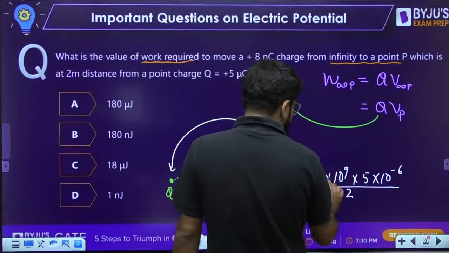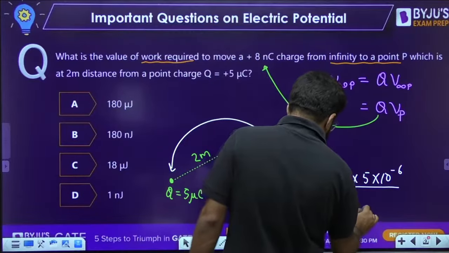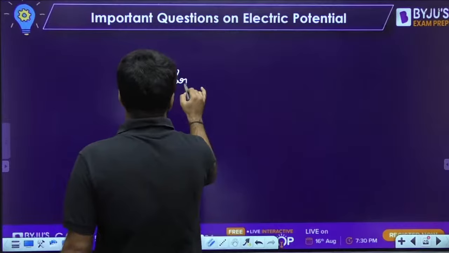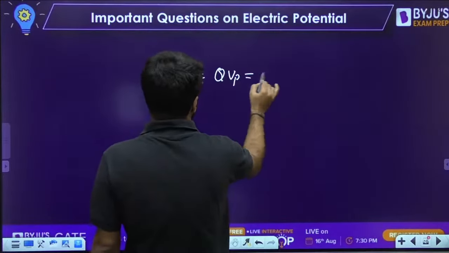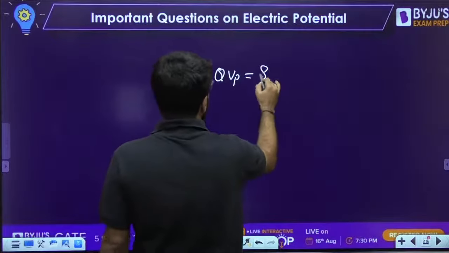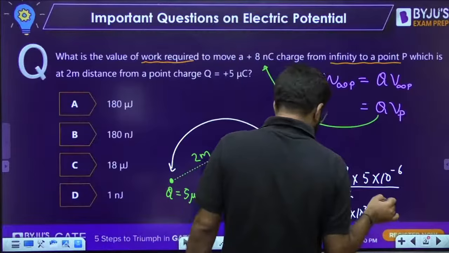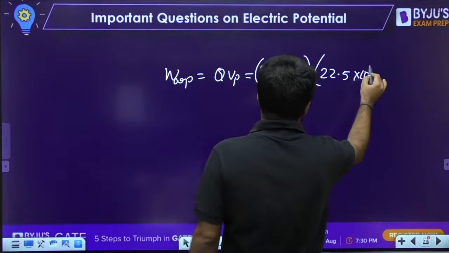Okay, so this is equal to 45 by 2, 22.5 into 10 raised to the power 3 volts. Now what is the work done then? So now we have got the answer. Work done is equal to QV, and the Q here will be 8 nanocoulomb, that is 8 into 10 power minus 9 multiplied by the value obtained, that is 22.5 into 10 raised to the power 3.